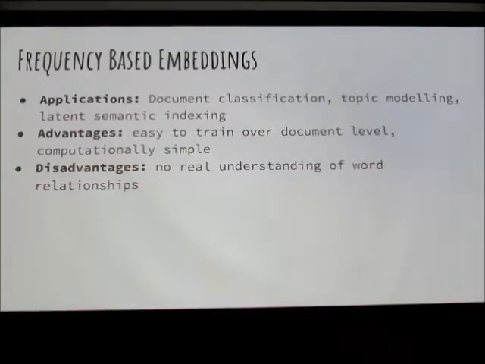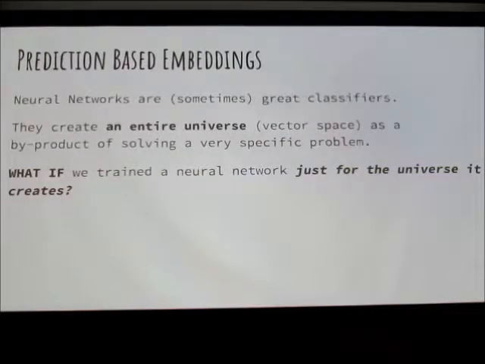So I've probably said this many times already, but the advantages of frequency-based embeddings is that it's easy to train on the document level and it's computationally simple. It doesn't take a lot of computational resources to train these embeddings, and for some of them you can even do it by hand. The disadvantage is that there's no real understanding of word relationships. Some people might ask, if I use a frequency-based embedding, do my embeddings even understand language at all? So these are some of the criticisms geared towards these techniques. And so if you want an embedding with a stronger grasp of language where word relationships actually come into account, you'd probably look at prediction-based embeddings.